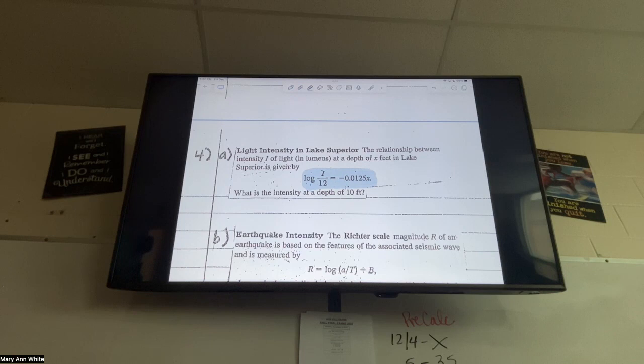Where is 10 gonna go into my equation? X, very good, why? Because it tells you that. X is feet, that's really all I want. X is feet, that's all that really matters. So we're gonna plug 10 in for X, and then we're gonna solve accordingly, okay?